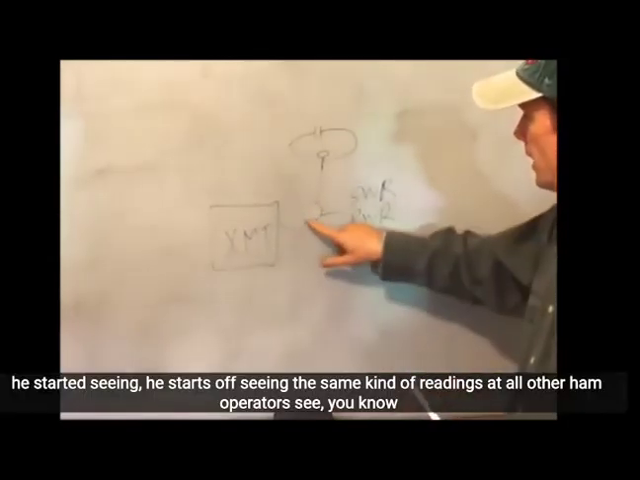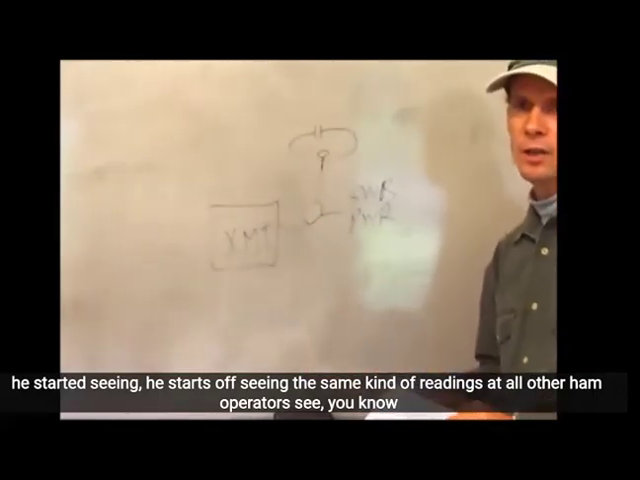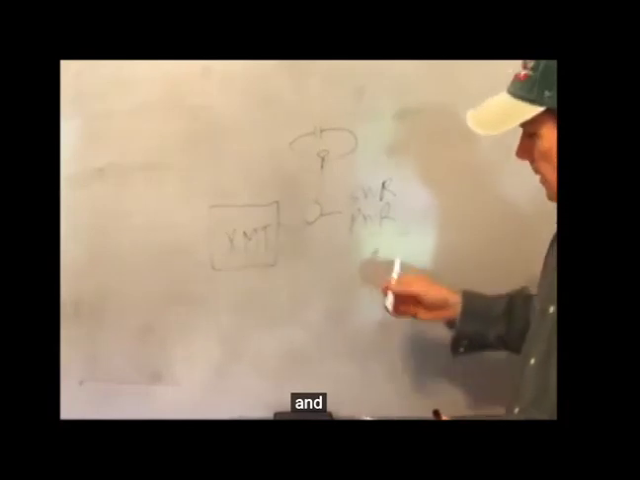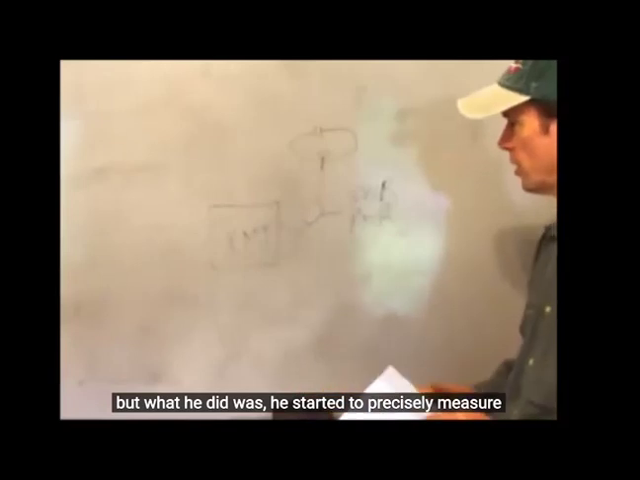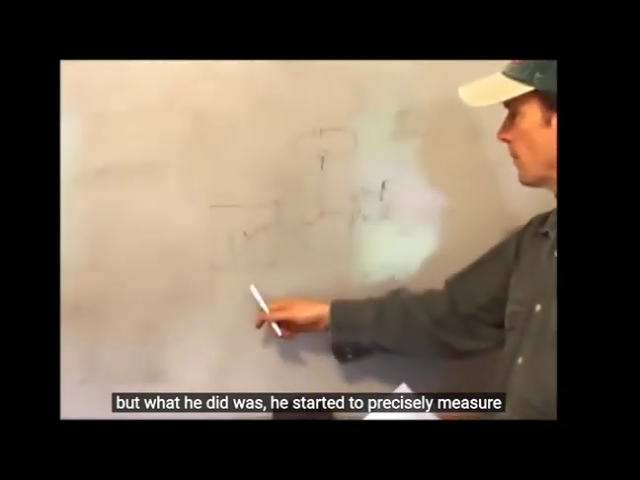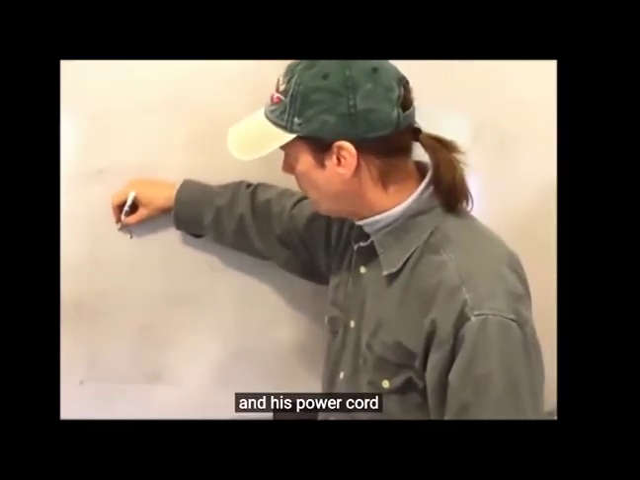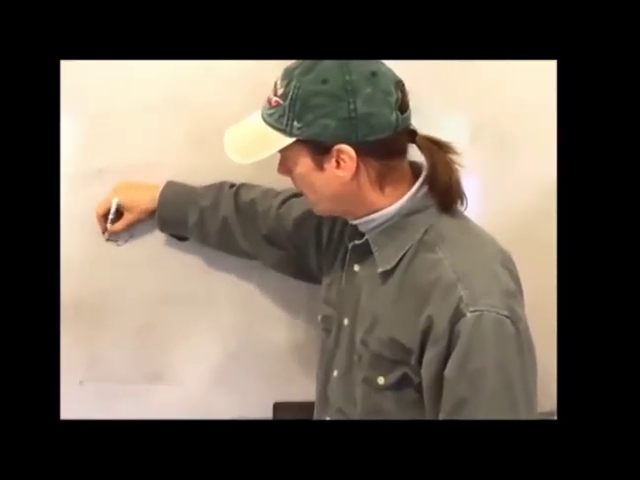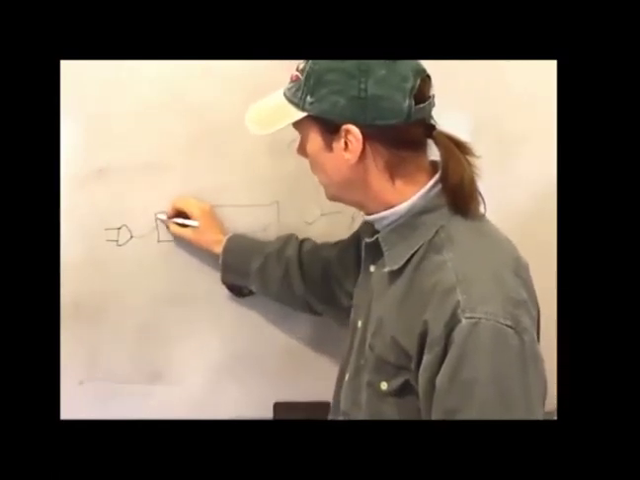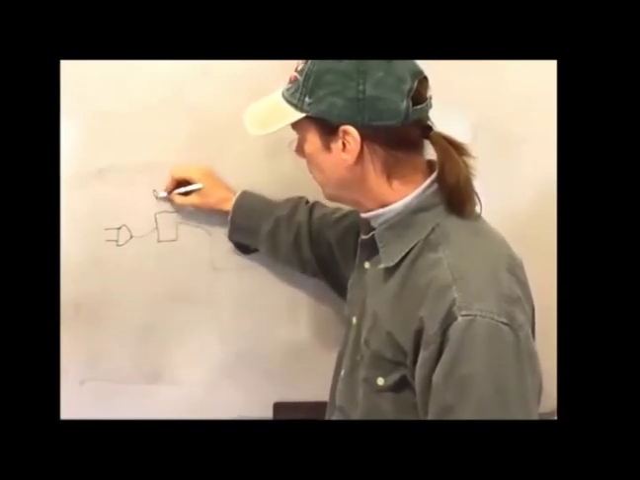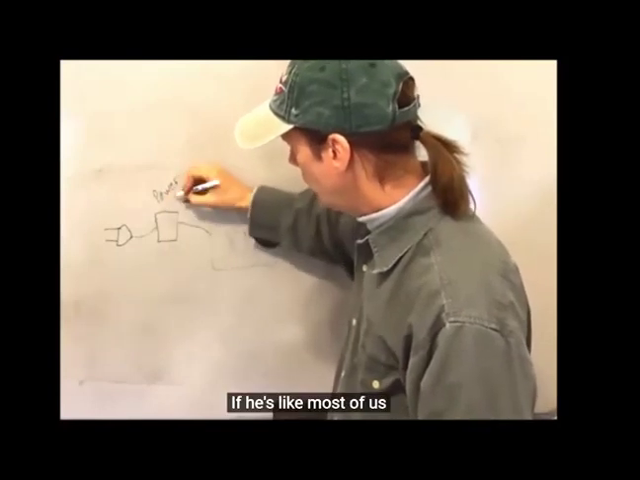He starts off seeing the same kind of readings that all other ham operators see when they start off, and they say everything goes by the equations. But what he did was start to precisely measure exactly how much AC power comes from his power cord. Actually, he probably has an AC to DC power supply. He's like most of us.